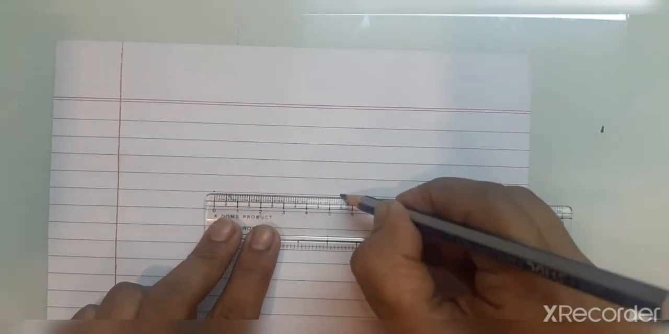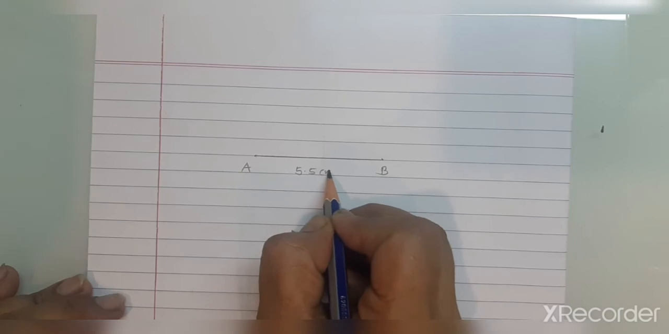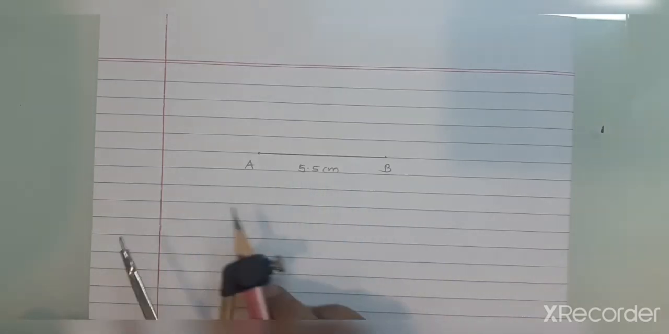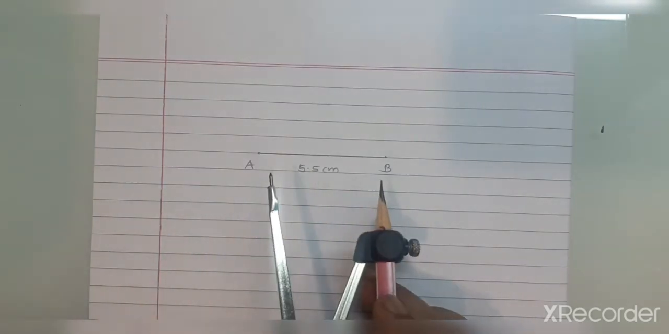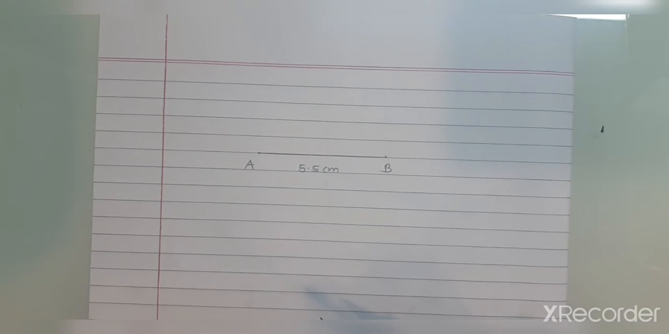So on the scale, this is the 0 marking and this is 5.5. And now I just join. So I get a line segment which is AB and it is 5.5 centimeter. Now I need to bisect it. Bisect means I have to divide it into two equal parts. For that I just have to draw a perpendicular to this AB. When I draw a perpendicular to this segment, it also bisects the segment.